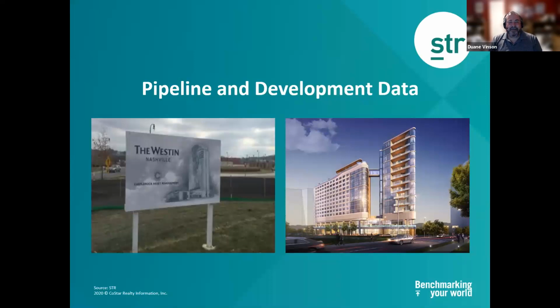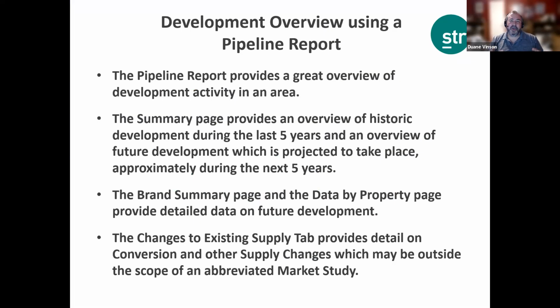Our next area here, pipeline and development data. The pipeline reports are going to provide you with an overview of development activity in your market. There's a summary tab there that's going to show you an overview of the historic development during the last 5 years for each of the chain scales, as well as the total market. There's a brand summary page that's going to show you data by chains within the market, what chains are represented in the market.